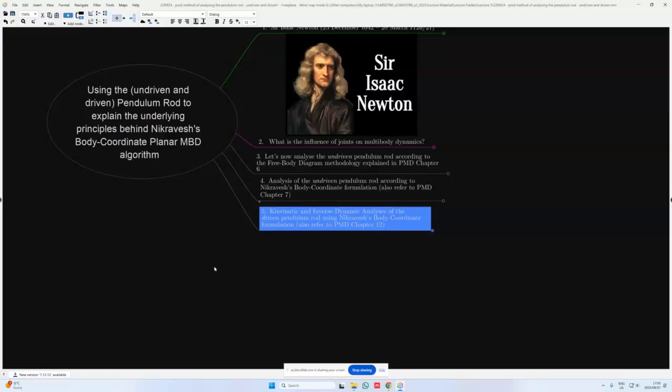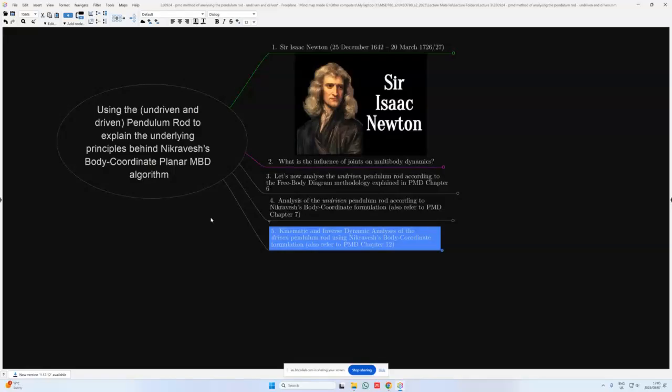So the idea is we're also going to then jump into looking at the undriven and driven pendulum rod at the hand of the body coordinate planar multi-body dynamics algorithm, or simply the DAP-BC workbench that we've referred to up to now in our previous 2 lectures.